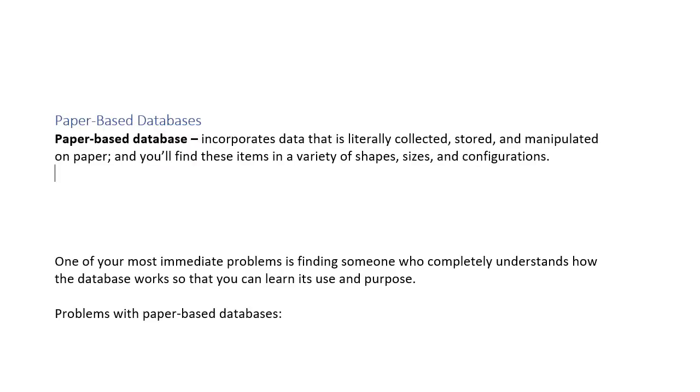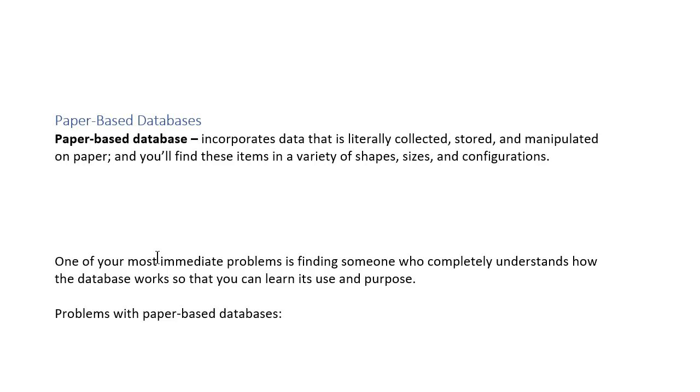So if we look at each of the categories of those different types of databases that the organization might be using, we'll look at this paper-based one first. So this one incorporates data that is literally collected, stored, and manipulated on paper. And so it depends on what kind of forms are they using, where are they storing it, is it stored in one location, and so on. And so you've got to be able to look at that process and say, okay, here's what they're collecting, what's the process they go through in order to use that data. And if they're not using it, you need to be asking, why are they collecting it?